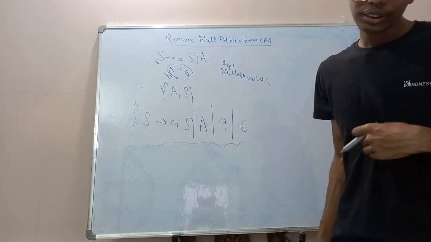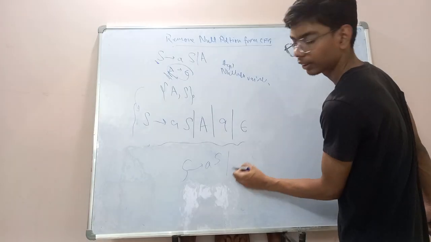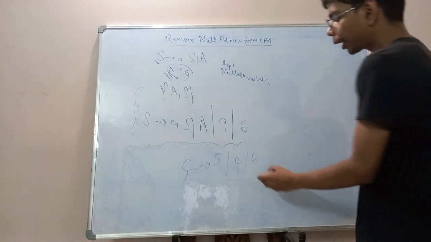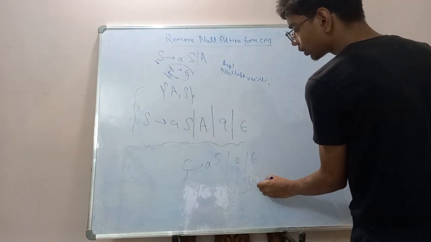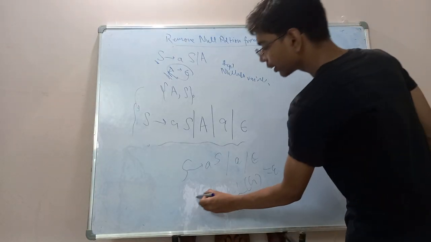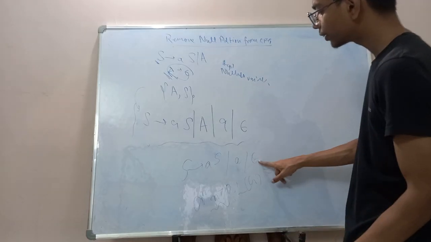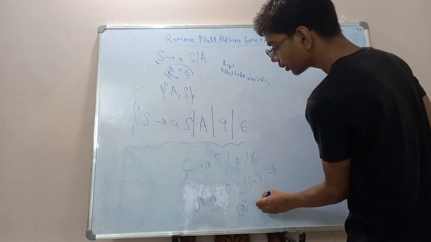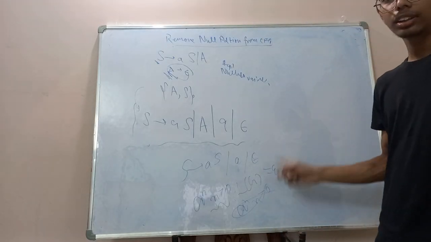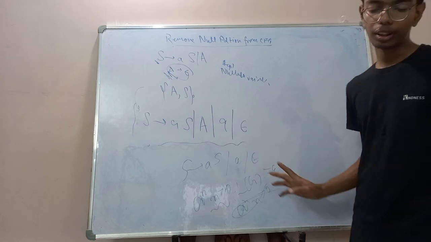Now suppose my final grammar will be S goes to A, S, A, epsilon, right. And if epsilon is part of the grammar, I will not remove my epsilon, right. This grammar produces language A to the power n, where n is greater than or equal to 0, right. If I remove this epsilon, this will become A to the power n, where n is greater than 0, and this is not what I want. So if lambda belongs to the grammar's language, then I will not remove epsilon from here, right.